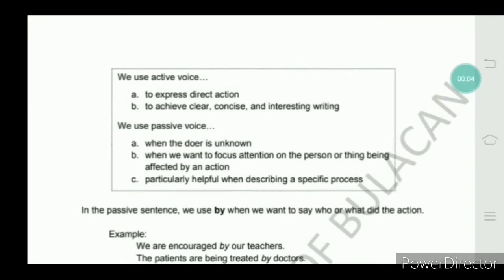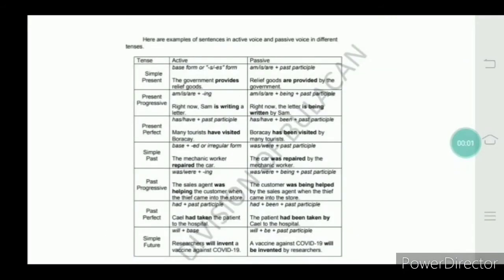What is the clue that the sentence is in passive voice? Most of the time, in a passive sentence, we use the word by when we want to say who or what did the action. Okay, first example, we are encouraged by our teachers. Second example, the patients are being treated by doctors. So, as you can see, if it is in passive, there is a word by most of the time. Here are examples of sentences in active voice and passive voice in different tenses. We will give an example for each tense of the verb.